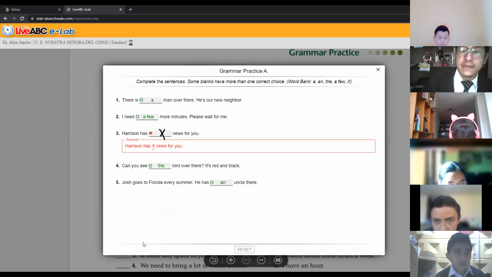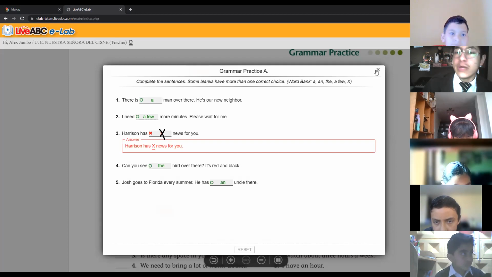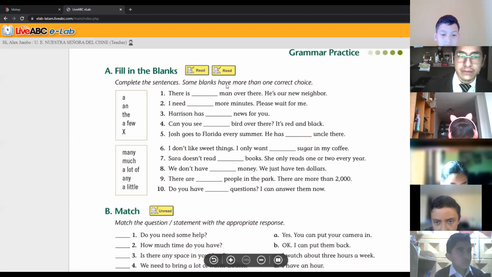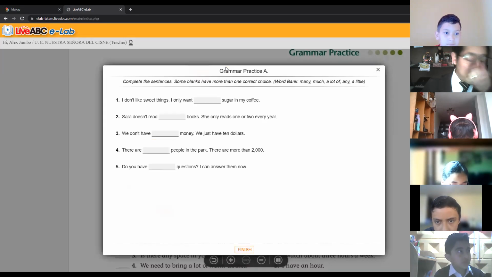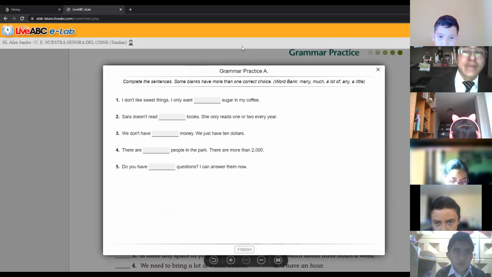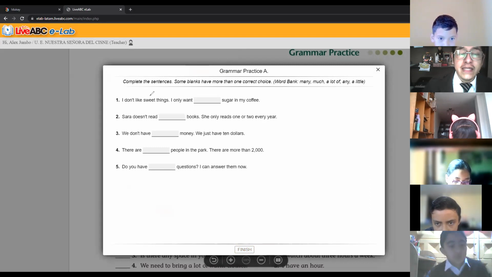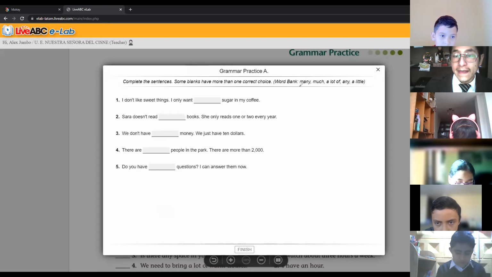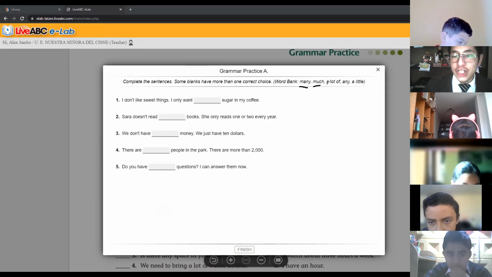So, did you get it? Did you copy this? Yes? Yeah. All right. Now, let's go with the next activity. In the next activity, it's kind of similar. What is the next activity? In the next activity, you have to complete these sentences using many, much, a lot of, any, and a little.